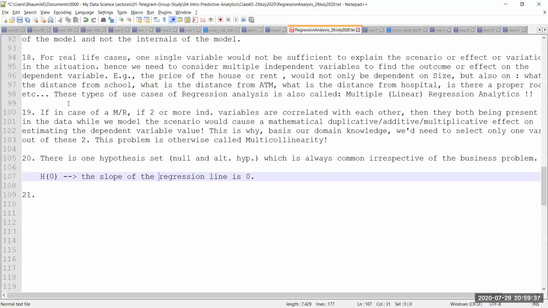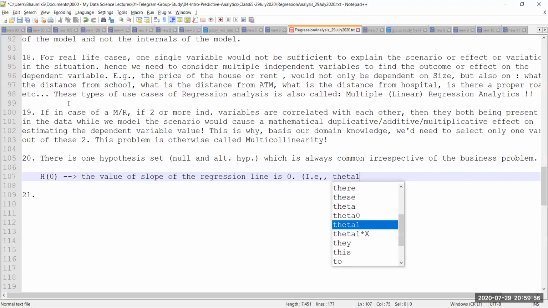In other words, the value of the slope of the regression line is 0. In other words, we looked into h of theta x is equal to theta 0 plus theta 1 of x, right? So in other words, theta 1 is equal to 0. Okay, what does that mean?